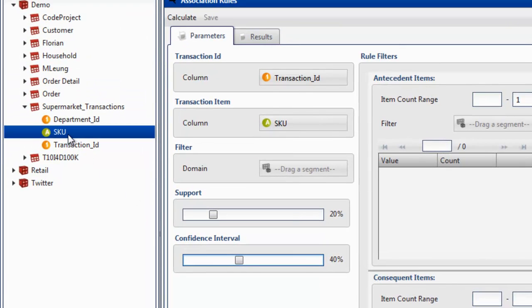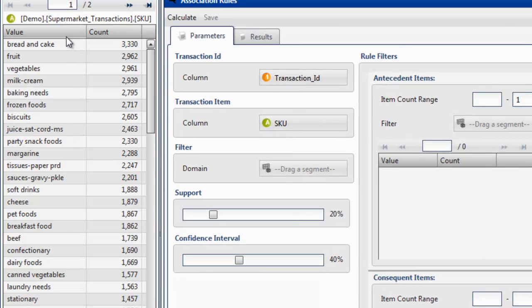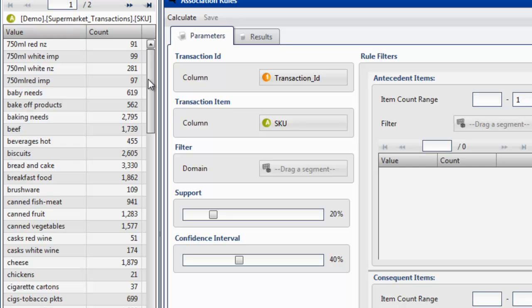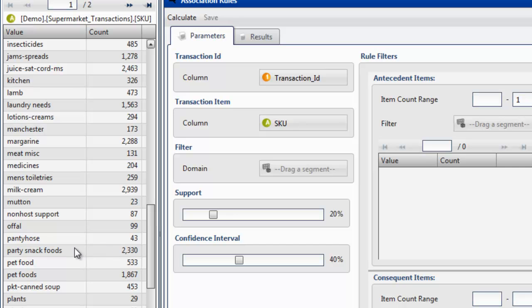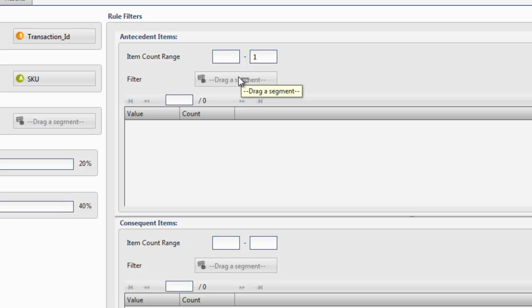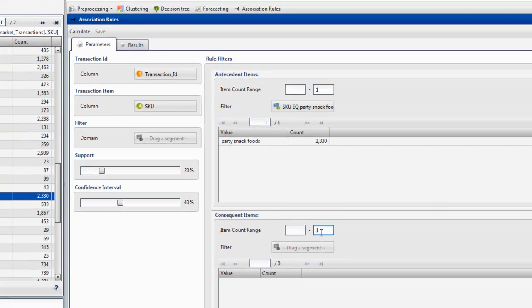So let's just take a look at all the products. Order them by value. And we can see here that we have one for party snack foods. So I drag that onto my filter for the left hand side of the rule, which means that we're only going to see rules that begin with party snack foods. And finally, I just want to constrain the number of items that appear on the right hand side of the rule, just to make this demonstration a little bit easier to follow. So now we're ready to calculate the analysis again.